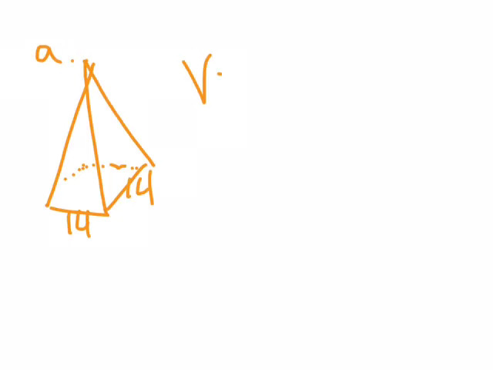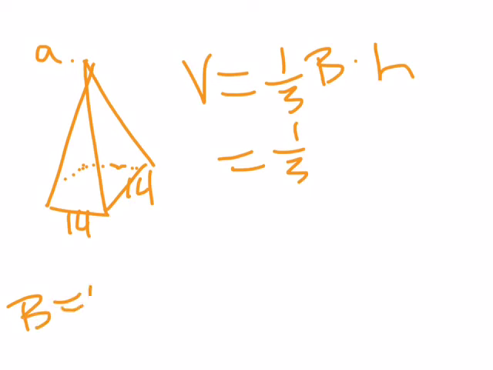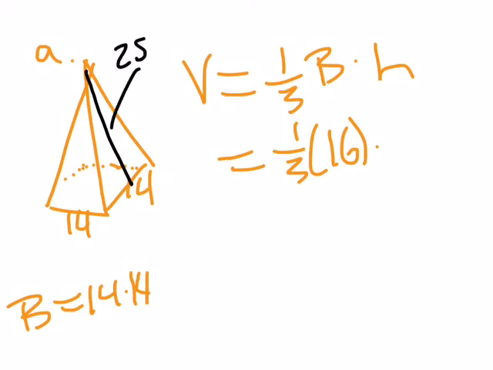Now, we need the volume. Pretty simple. 1/3 capital B times H. Capital B, I like to do it off to the side. It's a square, 14 times 14. What's the height? It is not 25. Notice they've given you the slant height of 25.